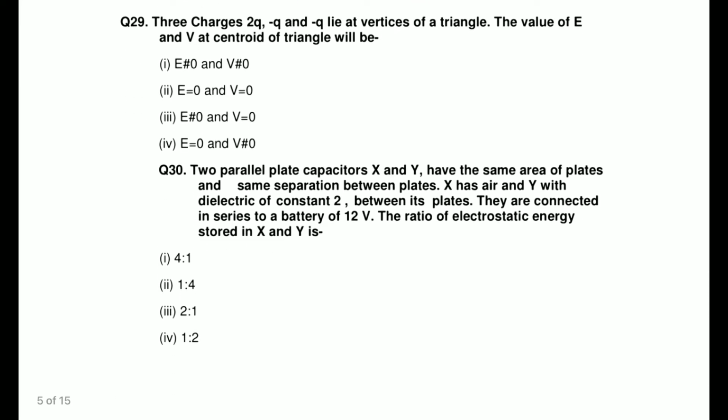Okay, next question says that 3 charges, plus 2q, minus q and minus q, lie at the vertices of a triangle. Okay, great. The values of E and V, E means your electric field and V means your electric potential, at the centroid of the triangle will be. So you have different options. You don't have to find out the exact value. E is not equal to 0 or V is not equal to 0. E is equal to 0 and V is also equal to 0. E is not equal to 0 and V is equal to 0. E is equal to 0 and V is not equal to 0.